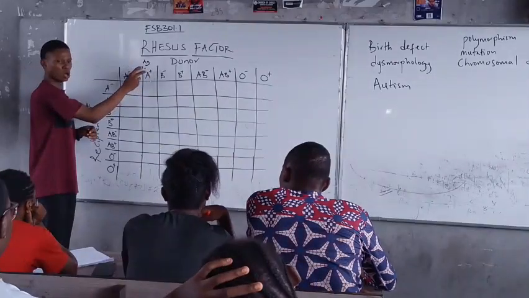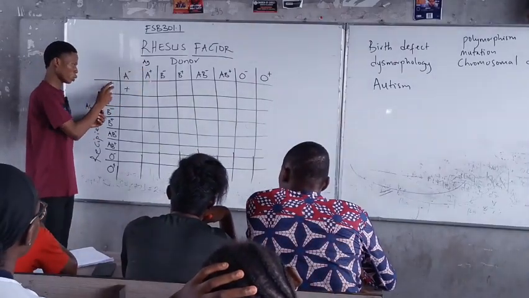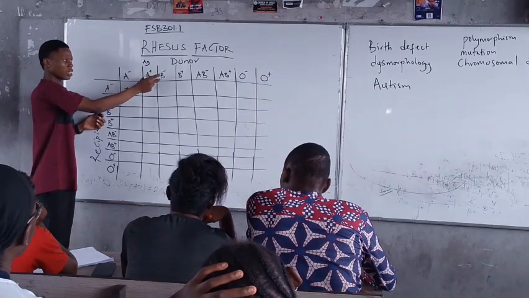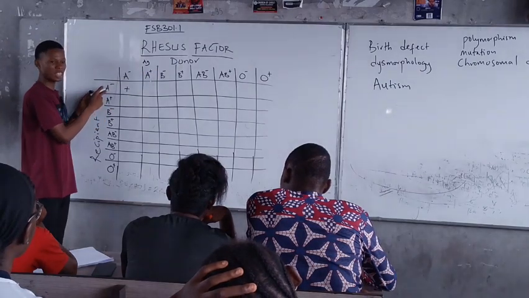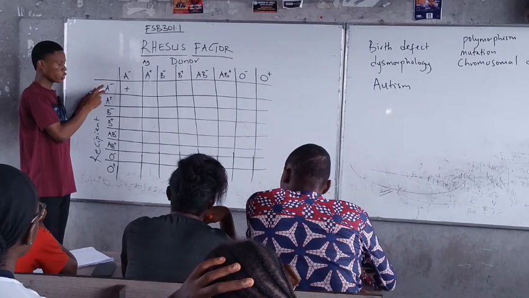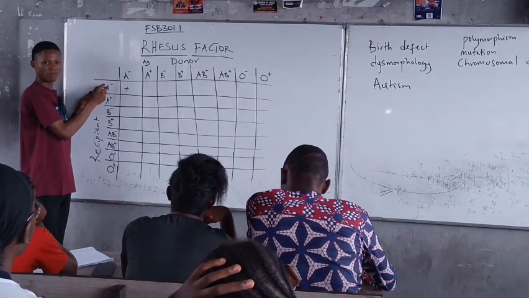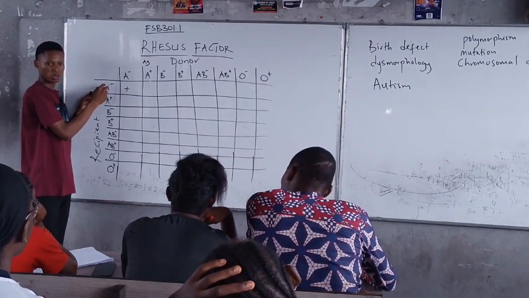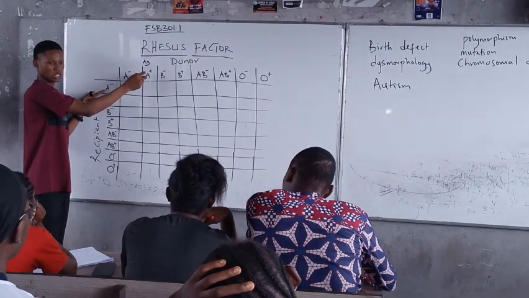Now, A plus and A minus. This is the donor. This is the recipient. The person receiving, does he have, no, it's a she. Does she have the rhesus factor? The person donating, does he have?